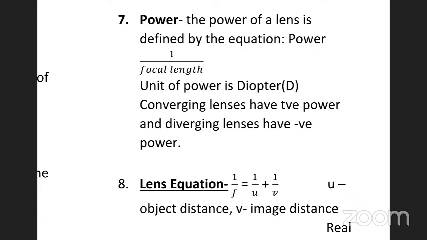Converging lenses have a positive power, diverging lenses have a negative power. For those who write in, make a note of that. Power is positive for convergent, negative for divergent. So if you have a divergent lens, 1 on F will be negative. For a converging lens, 1 on F will be positive.